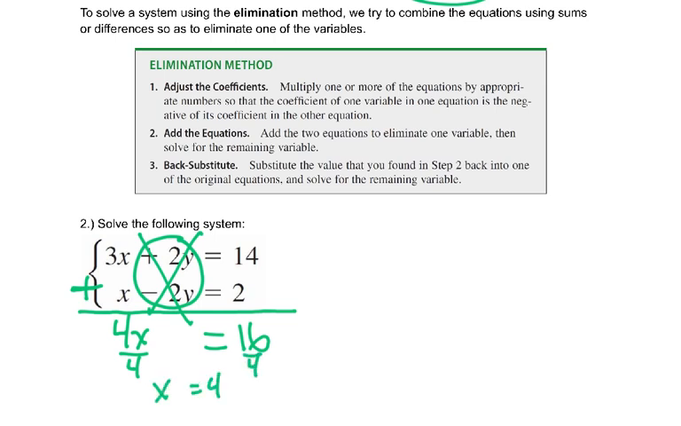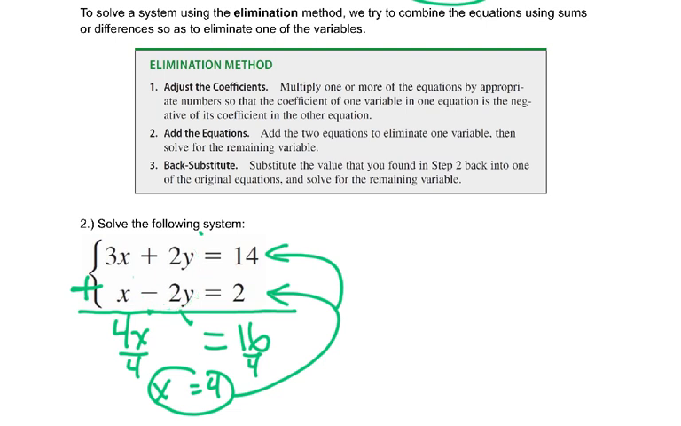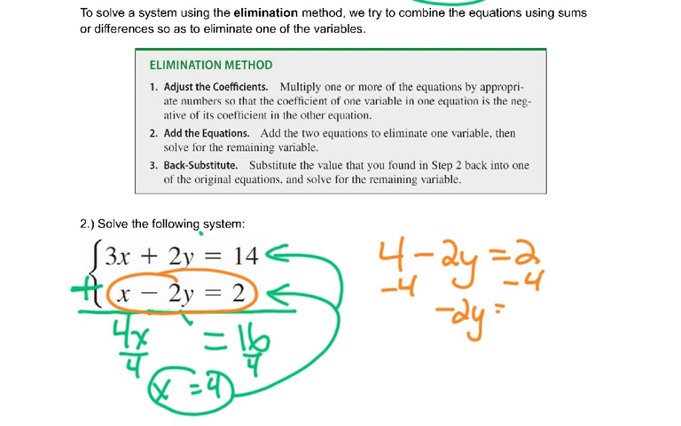And now to solve for y, we can take our x equal to 4 and solve it by plugging into either of these equations. So let me make them a little bit easier to see. I'm going to actually use the second one because it looks a little bit easier, but either one will work. So that means we're going to substitute x equals 4 into our x minus 2y equals 2. If I subtract 4, I'll get negative 2y equals negative 2. And now if I divide by negative 2, I will get y equals a positive 1.